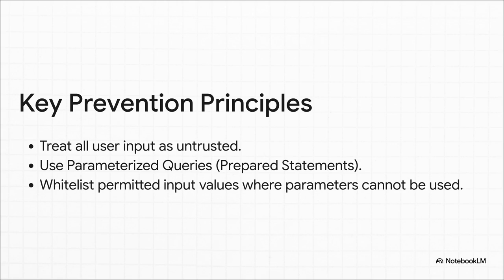So this really all boils down to a few core principles for anyone building software. Number 1, treat all user input as if it's hostile. Never trust it. Number 2, always use parameterized queries. Build that firewall between your code and the data. And number 3, if for some reason you can't do that, you need to use a super strict whitelist of only the values you will permit.